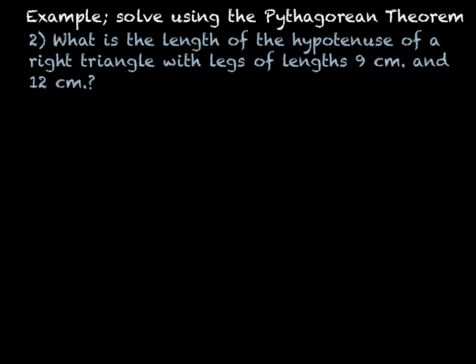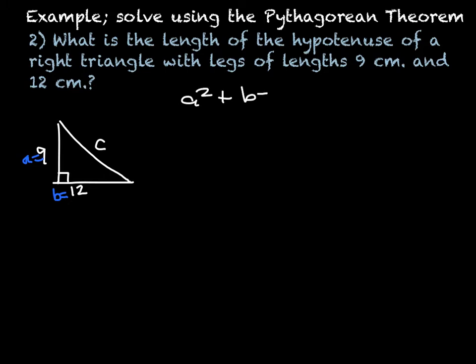For this next example, we're looking for the length of the hypotenuse of a right triangle with legs 9 centimeters and 12 centimeters. And we're looking for the length of the hypotenuse. Okay, so my A is my 9 and my B is my 12. It really doesn't matter which is which on that. So I'm going to set up my equation. A squared plus B squared equals C squared, giving me 9 squared plus 12 squared equals my C squared. And again, we're looking for C.